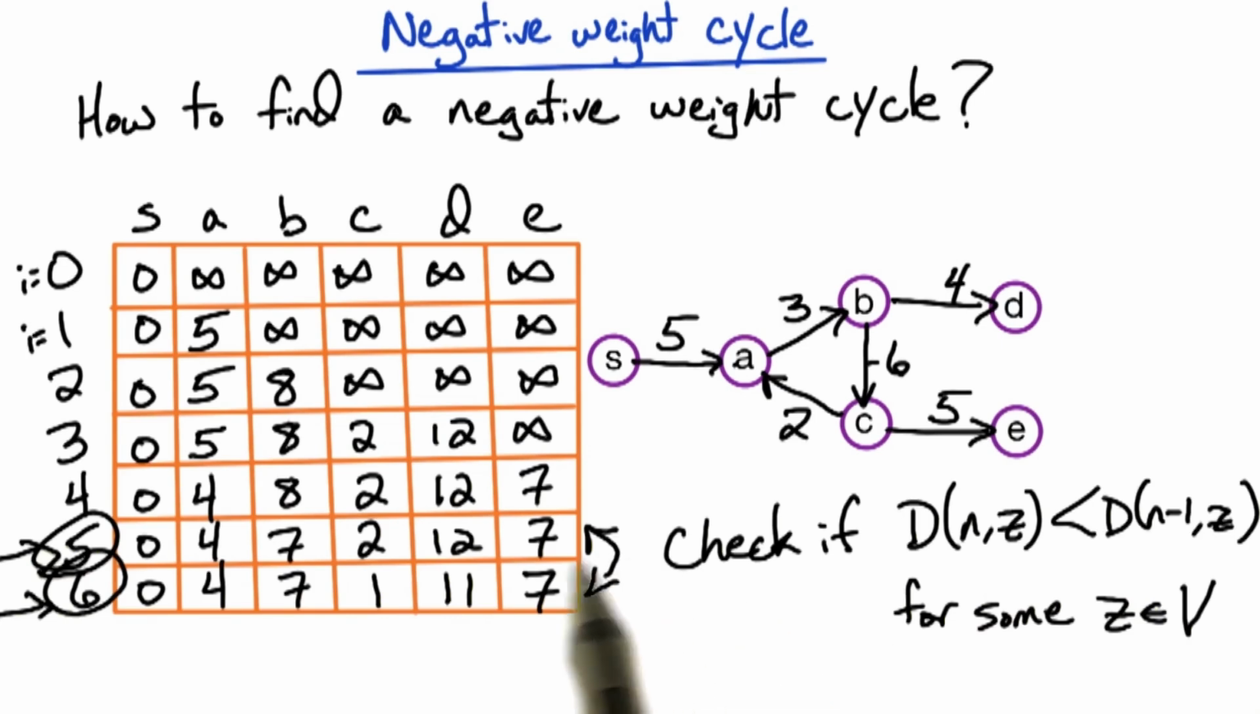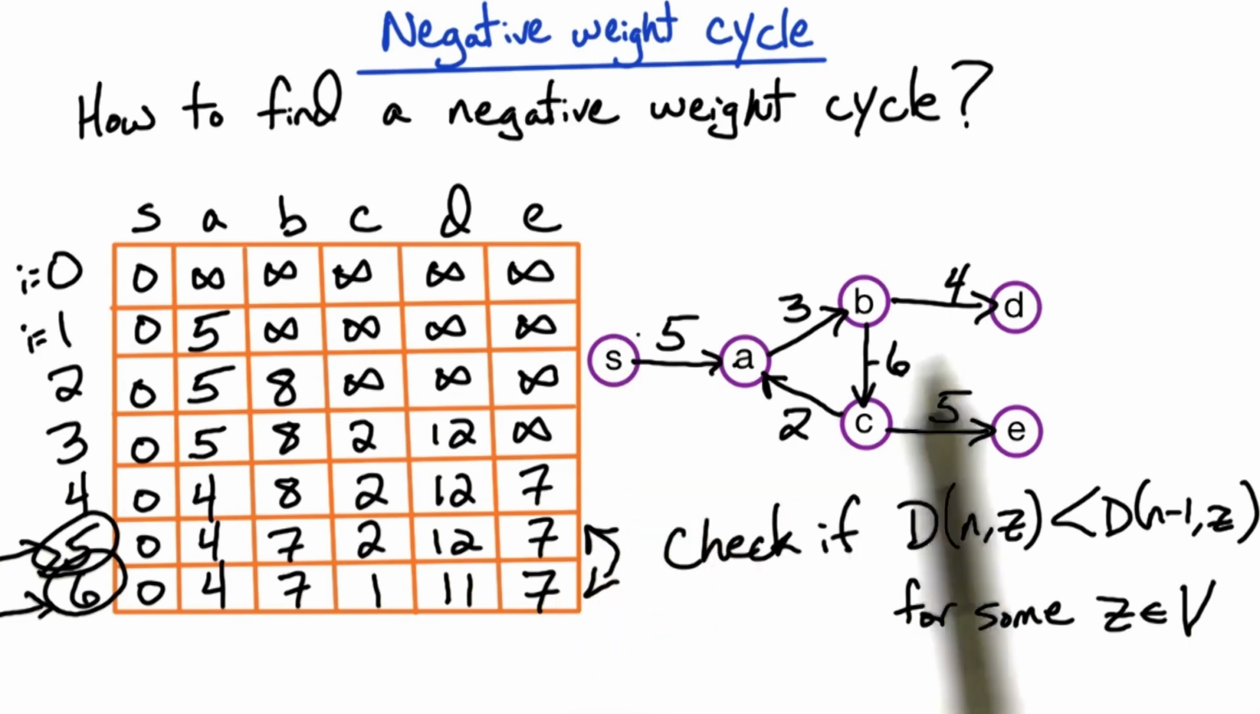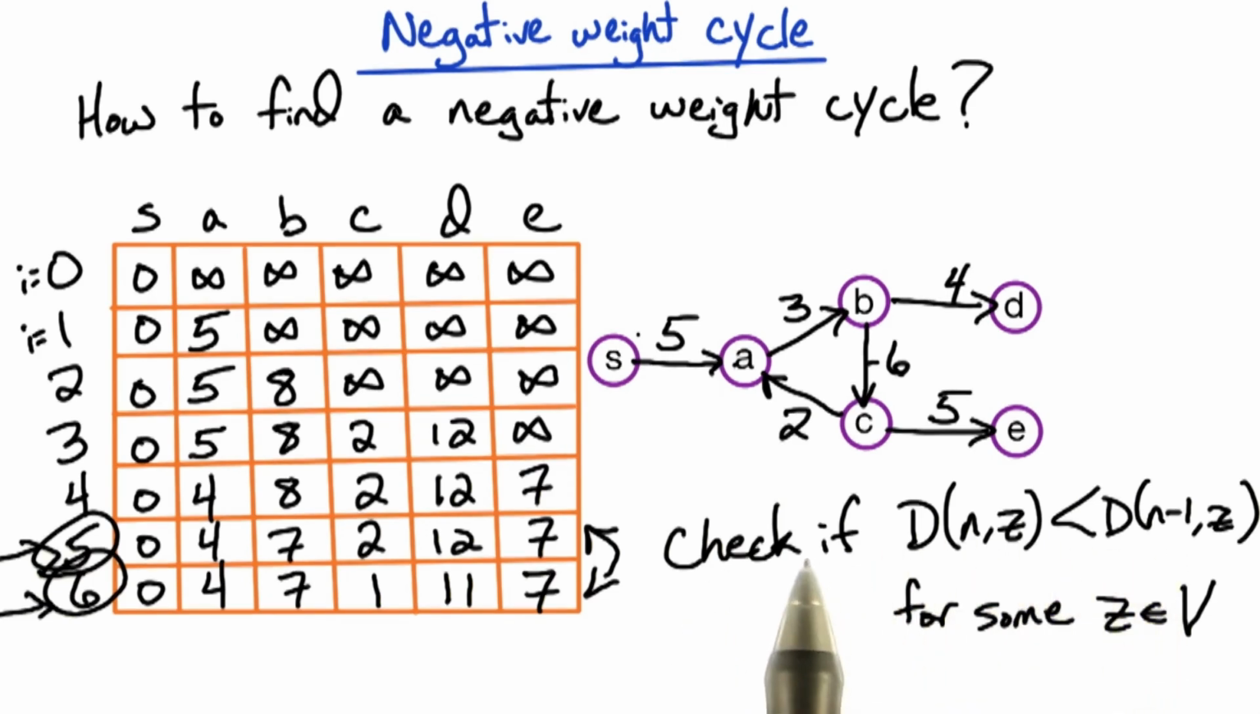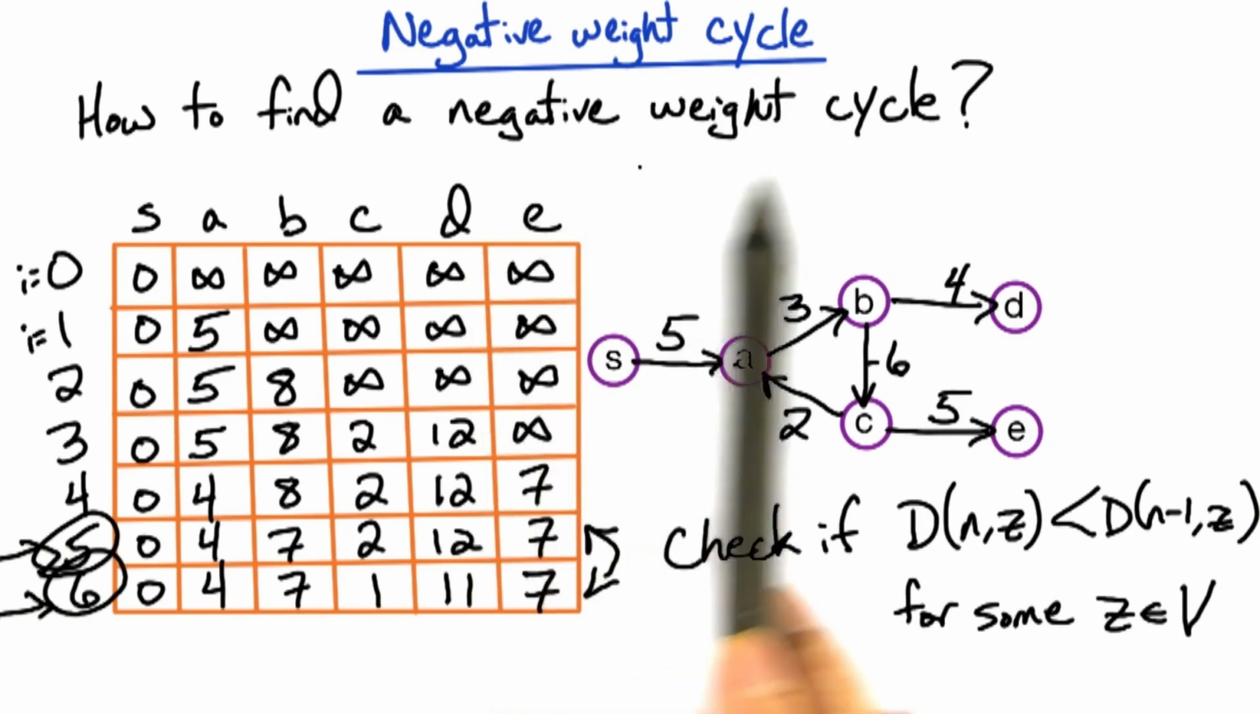If it's not different, then we output the row i equals n minus 1 or the row i equals n, because they're both the same. And that gives us the shortest path length from s to every other vertex. So that completes the dynamic programming algorithm known as Bellman-Ford for finding the shortest path from a single source vertex. And it allows positive and negative weight edges, and if there are negative weight edges, it can detect whether or not there is a negative weight cycle.